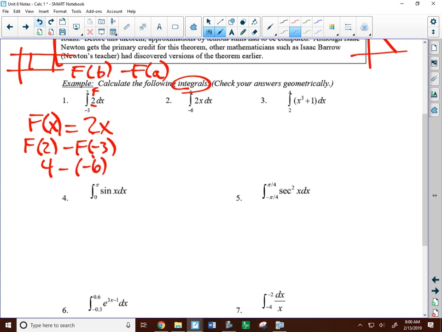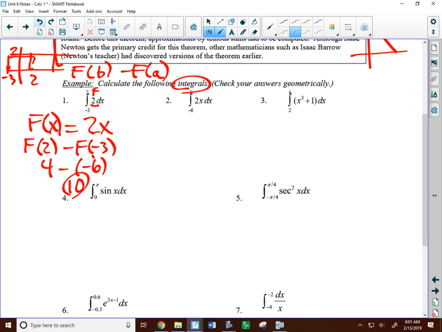Also be careful there. I usually use parentheses on the second one, because it's not always just a single number. You might have to simplify something. So we get 10. You can verify that in your calculator. You can verify that with the constant rule, or you could verify it with a rectangle at 2 from negative 3 to 2, which would be 5 times 2.